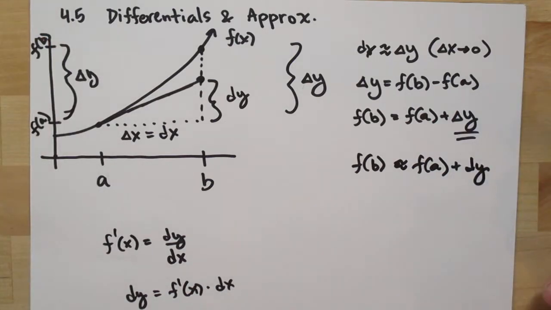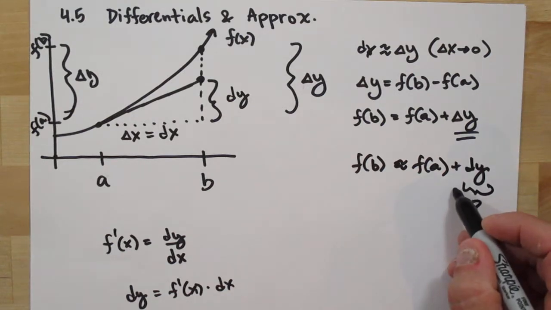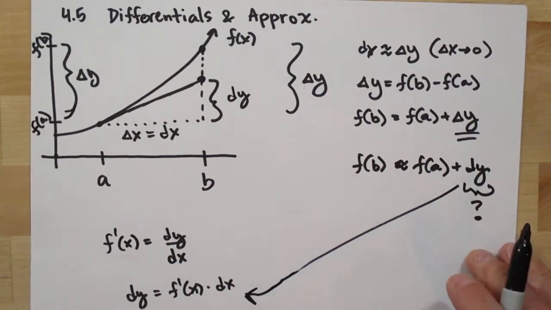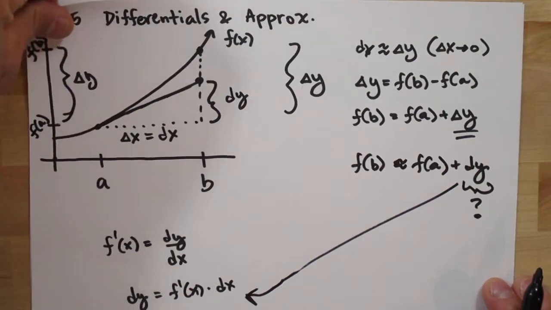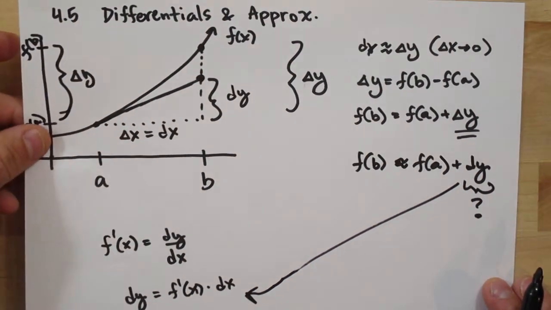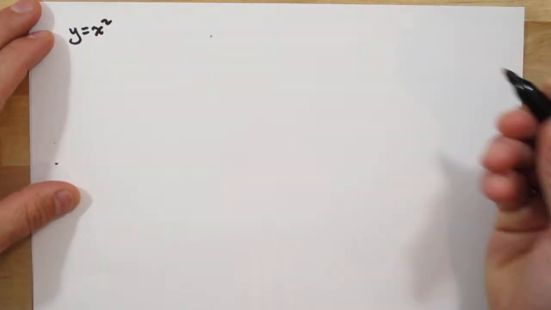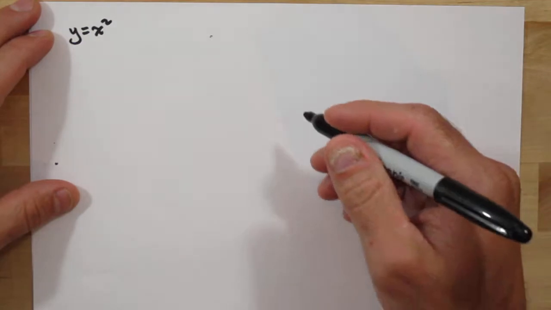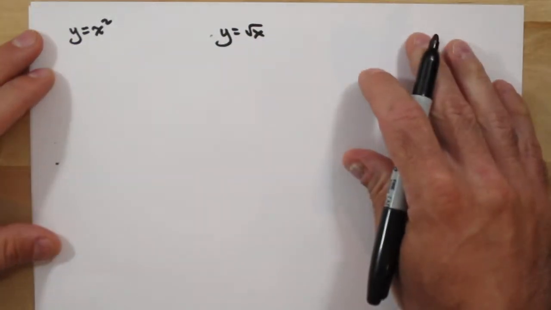So we're going to use this concept of dy, which we can find using the derivative, and we're just going to play with that and come up with some approximations of some functions. Let's do an example real quick using the function y equals x squared. And then after that, we'll use the function y equals the square root of x.